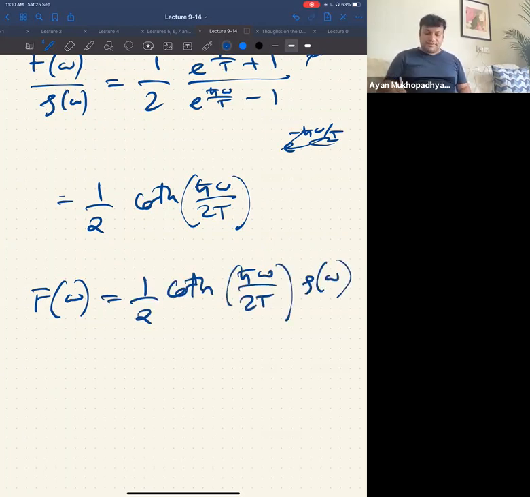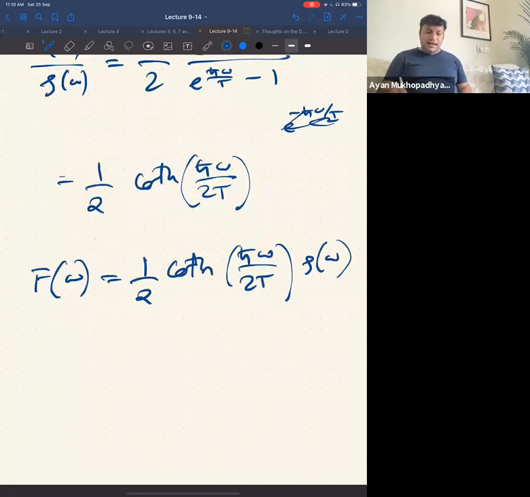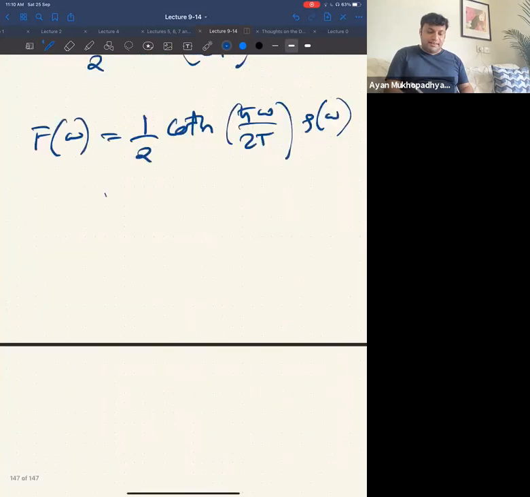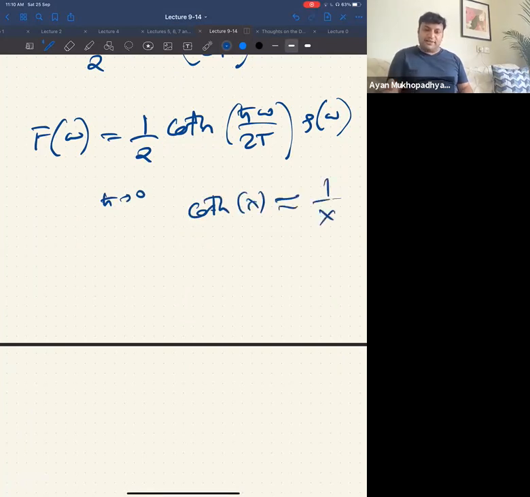So this is the fluctuation dissipation relation. Now you see, how do I get the classical limit? The classical limit is simply I take h bar goes to 0, but coth x when x is small is simply 1 over x, right? So in this classical limit, h bar goes to 0, this becomes 2T by h bar omega rho of omega.